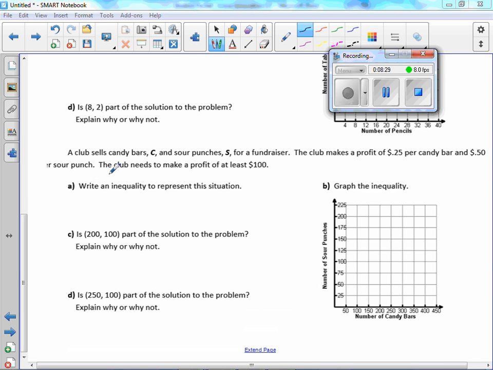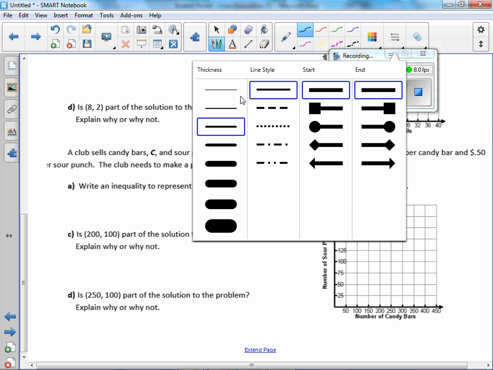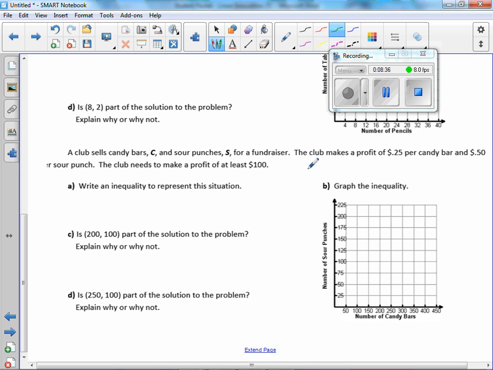And make sure you understand these types, where you have a graph. Let me get my pen right. And you have the questions. So let's first write an inequality to represent the situation. So read the question and go ahead and tell me what inequality you would write.